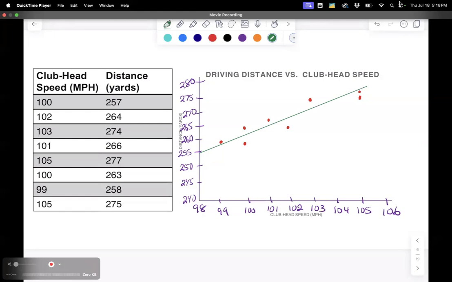It would be as close as I can get to a nice line if I was going to be making predictions. So if I wanted to predict how far it would go if my club head speed was 104 miles per hour, I can look at it and say it looks like maybe about 273. It's just a guess, but made with what I have right here, that's the best I can do. We're going to get a little bit better as we move on through this lesson, but with what I can see right now, 273 is about as good as I'm going to get. Any questions on this before I move on?